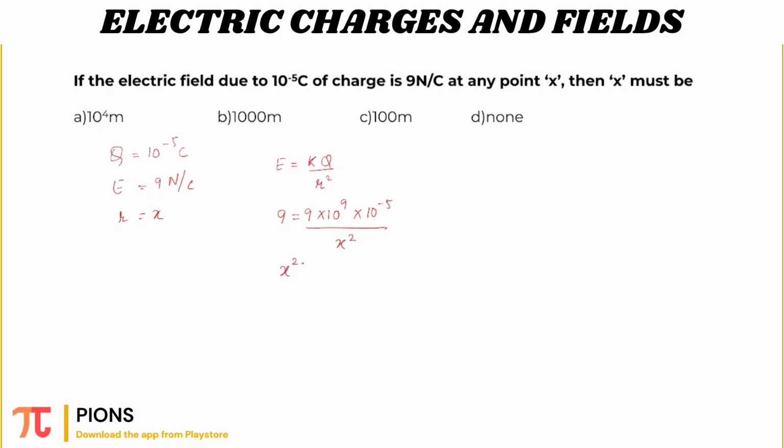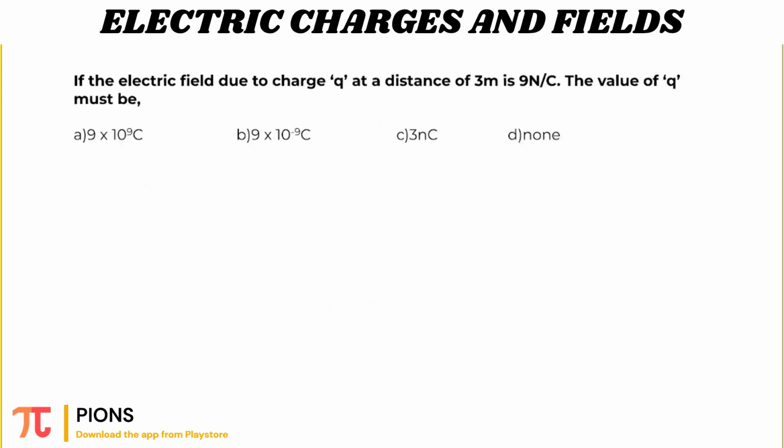So X square will be equal to 9, and 9 gets cancelled, and 10 to the power 4 we are left with. So X is equal to 10 to the power 2 meters, which is 100 meters, and that is option C.